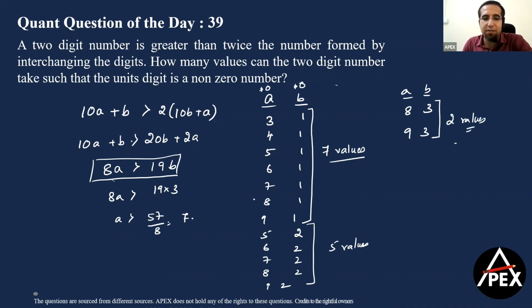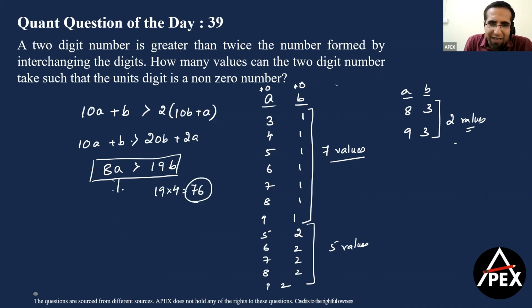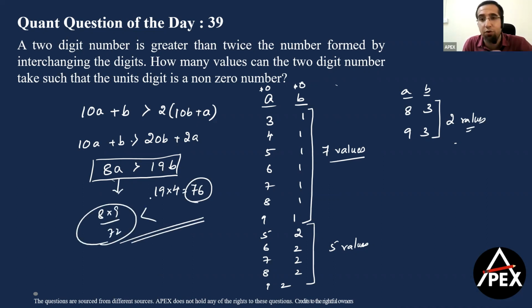And finally, what do we have? If I take the value of B is equal to 4, will B equal to 4 satisfy? Let's try to understand. Now 19 fours is 76. The maximum value that A can take is 9. So 8 nines is 72. So therefore, no value; 72 is less than 76. Therefore, no value of A will satisfy if B is equal to 4, 5, 6, 7, 8, or 9. So none of the values of A will satisfy the given condition.